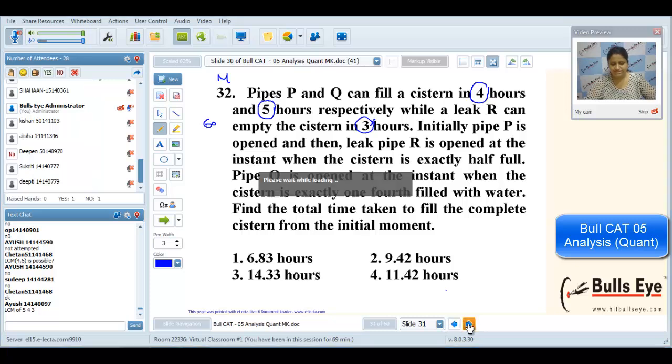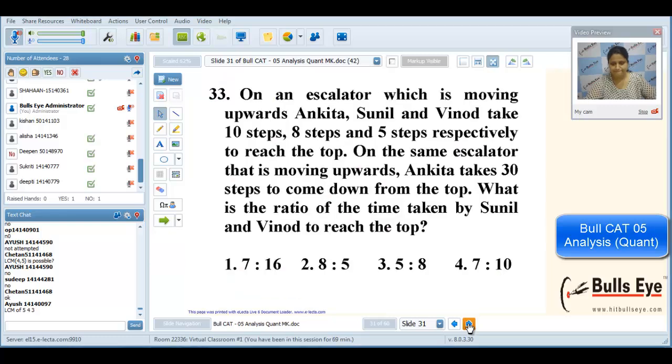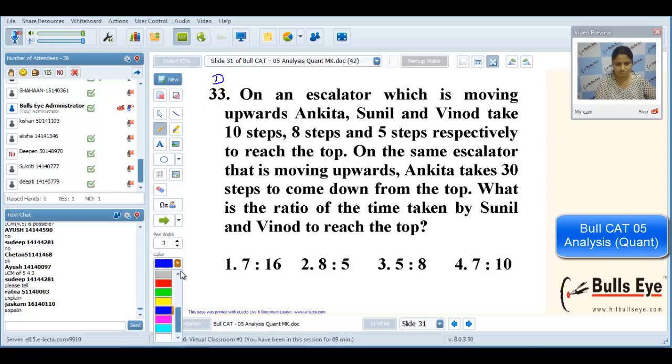I'm moving to the next question. 33rd, any problem? It was a difficult question and logical too. See, what is the thing?